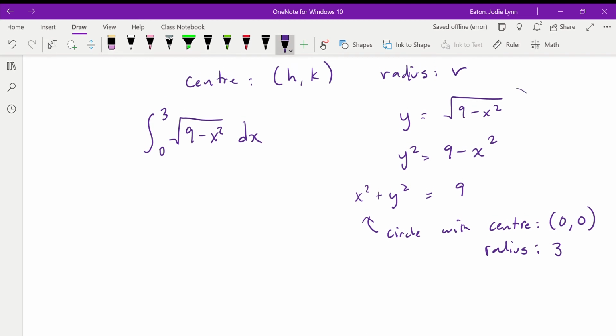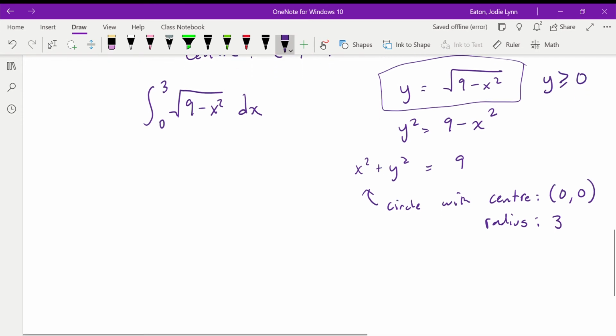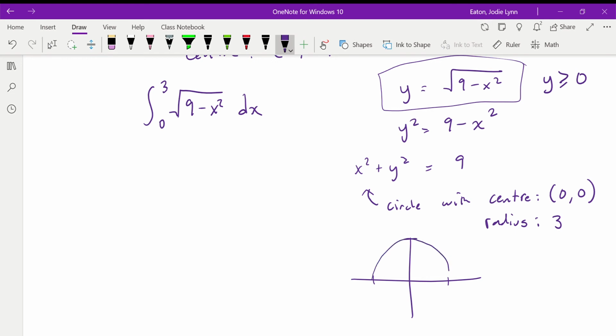So we do have to keep in mind, though, that our original thing is a positive square root. So this means y is going to be greater than or equal to 0. So when we're sketching our circle, we're only thinking about the top half of the circle. If it were y equals negative that, we would be thinking only about the bottom half of the circle. So our sketch is going to look like this. We have a circle with a radius of 3, but it's only the top half of the circle. So it's going to be like this.